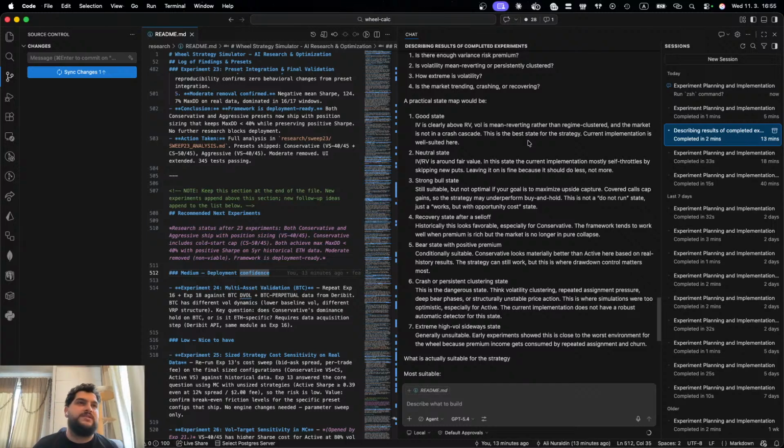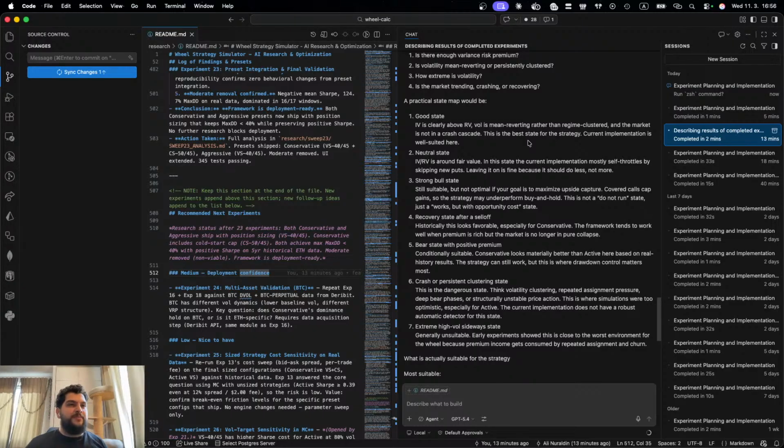Recovery state after the sell-off. Historically, this looks favorable, especially for conservative. The framework tends to work well when premium is rich, but the market is no longer in pure collapse. Bear state with positive premium, conditionally suitable. Conservative looks materially better than active here, based on real history results.